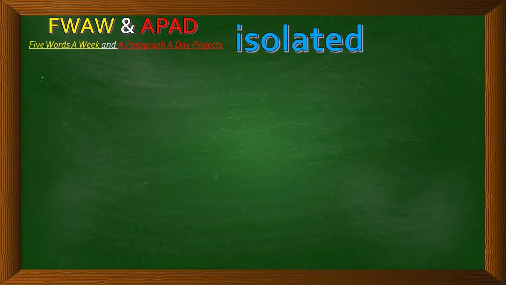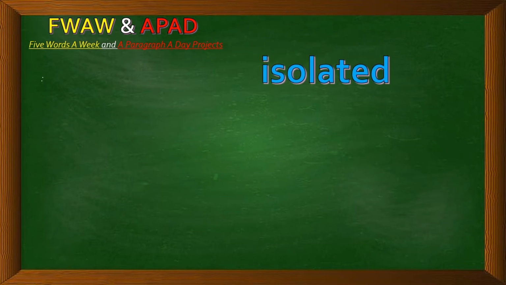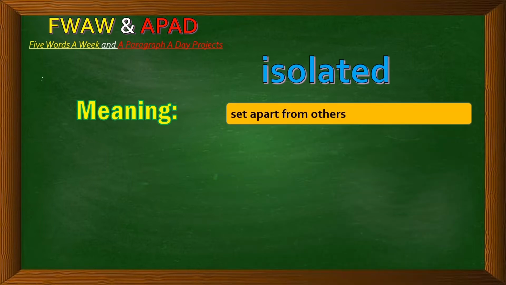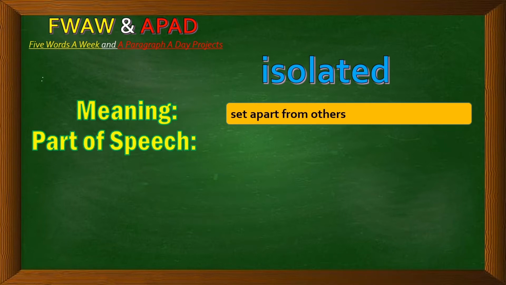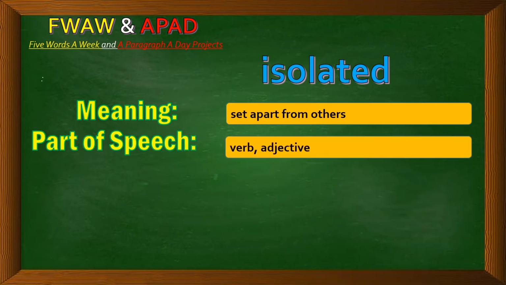But before that, let us have first our English routine, the 5 words a week, and a paragraph a day project. The word for today is isolated. Say the word after me. Isolated. The meaning of the word isolated is set apart from others. This word isolated can be used as a verb or an adjective.